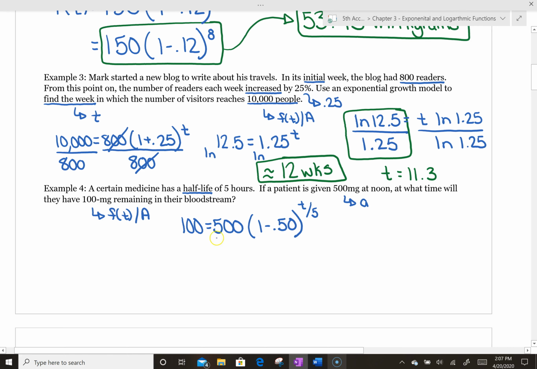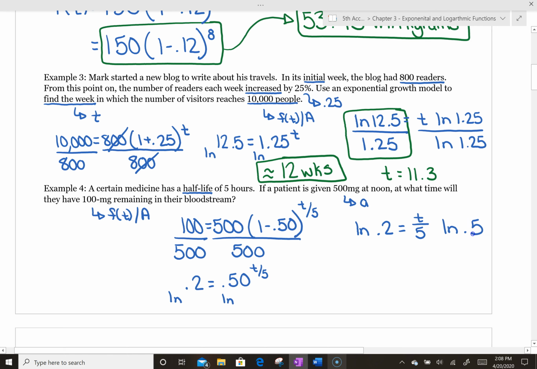So let's go ahead and divide by our 500 like we did in the last problem. So we have 0.2 equals 0.5 to the t over 5 power. We can natural log both sides just like we did. So we have natural log of 0.2 equals natural log of, let's go ahead and bring down the power, so we have t over 5 natural log of 0.5. So we want to divide by the natural log of 0.5 equals t over 5.